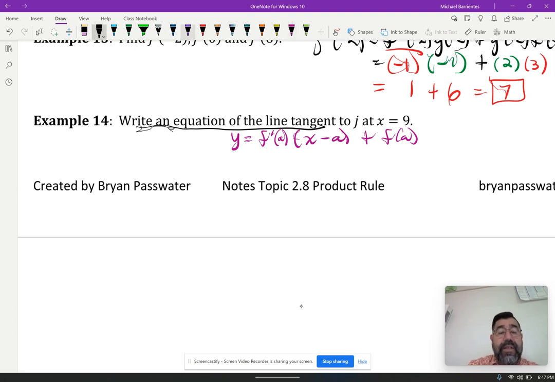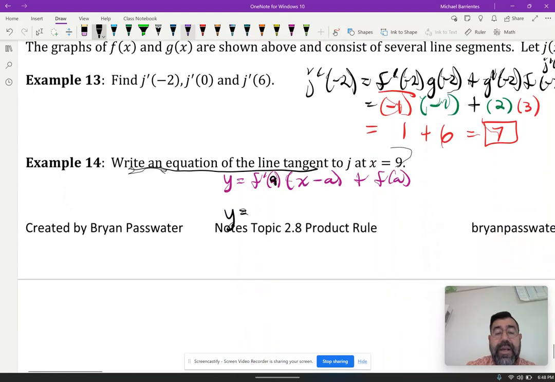Okay, so then y equals the derivative at my a value, which is 9. So I'm looking for f prime of 9. So I'm looking for the derivative of f. Oh, I'm sorry, not of f. They're talking about the function j. So this is j prime of 9, and this would be j of 9 that we're looking for. Okay, well, in order to find j prime of 9, we need to use that product rule. Great, more practice with the power rule, with the product rule.